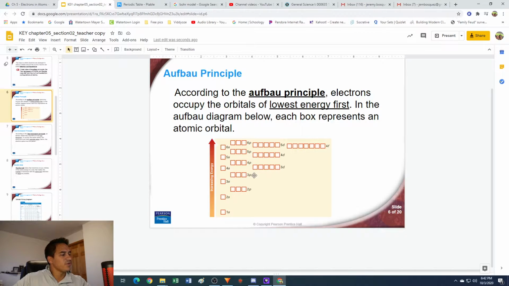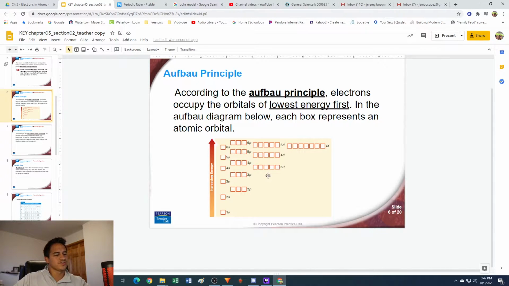Because for example, here we have energy level 4, and then we have energy level 3, and the 4s orbital is lower in energy than the 3d orbital. So this is a prime example of where even though this is a higher energy level, it is actually lower in energy than the 3d orbital, which is technically the energy level below it.